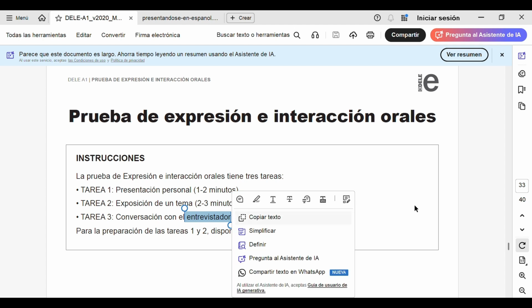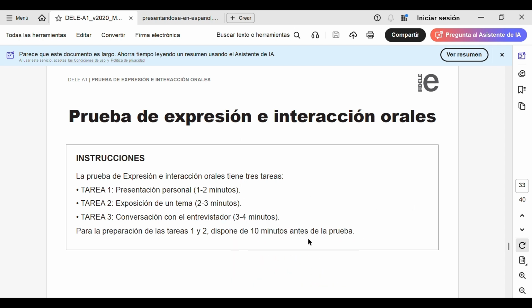And muy importante, chicos, here it says, para la preparación de la tarea 1 y 2, you have 10 minutos before you begin. So for both of these, okay? It doesn't mean 10 minutos for tarea 1 and 10 minutos for tarea 2. No, you have in total 10 minutos to prepare for both of these.